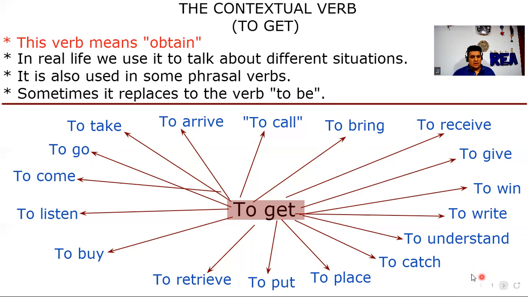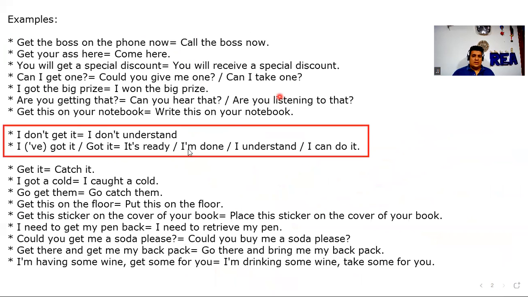Native speakers, we use it every day, just like a normal verb. It's really normal for us to say this. I'm going to get you some examples so you can get it. Really quick in Spanish: llamar, traer, recibir, dar, ganar, escribir, comprender o entender, atrapar, colocar, poner, recuperar, comprar, escuchar, venir, ir, tomar, en este caso tomar o llevar, and to arrive. Okay, so these are the verbs that can be replaced by get.